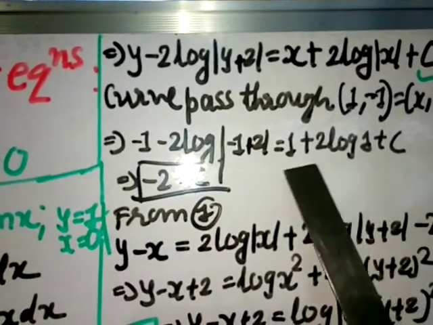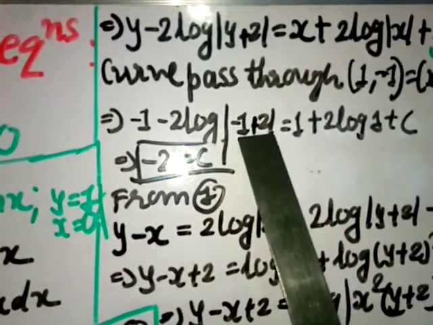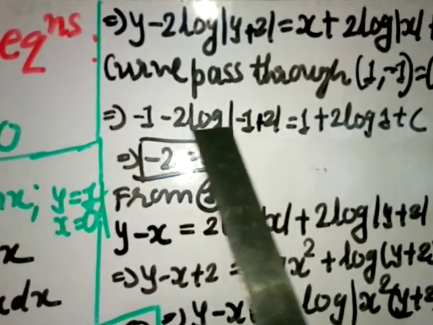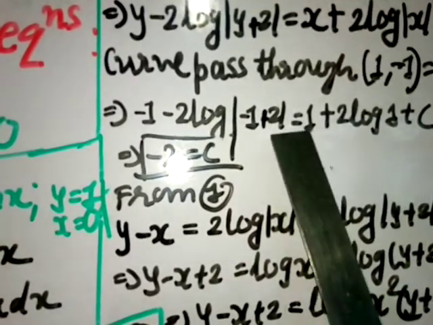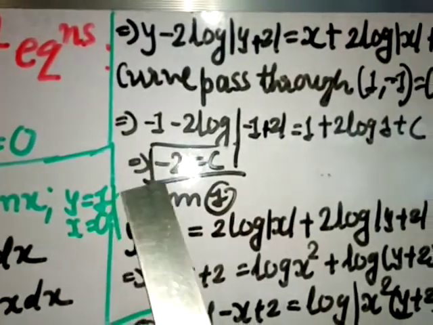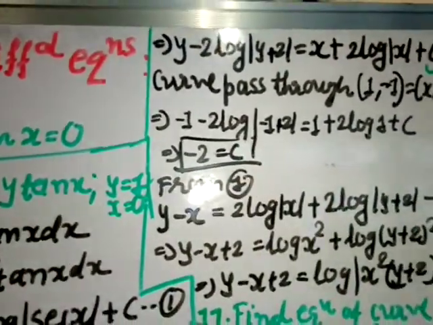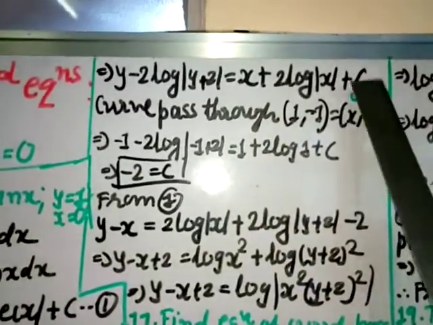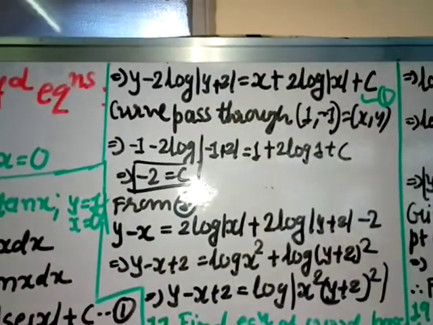Log 1 is 0, so this part cancels. Minus 1 plus 2, this also plus 1, which is log 1, so 0. So this and this cancel. Plus 1 you transfer here, because minus 1 add here. So minus 1 gives you minus 2 equal to c. So that is the value of c. Now put this in equation 1 and you will get your equation solution.